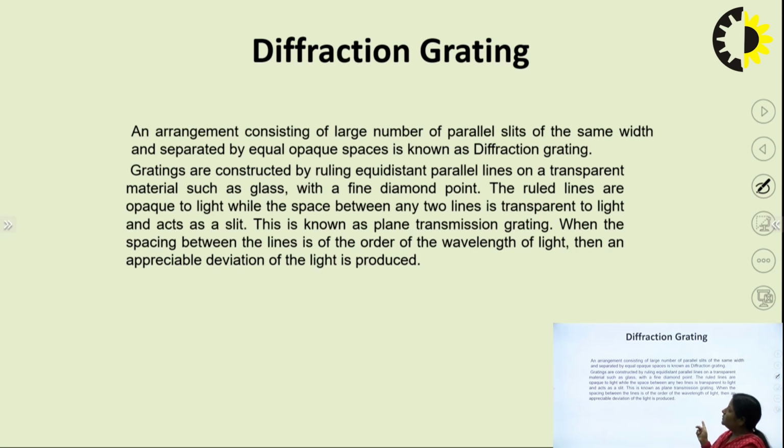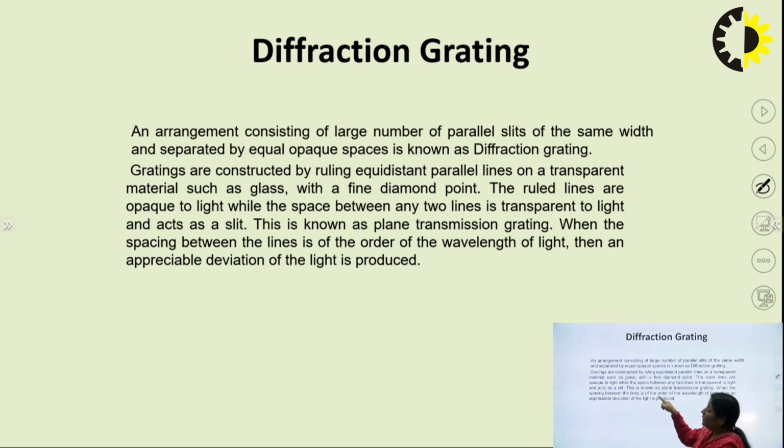So, how is this arrangement made? It is made by ruling equidistant parallel lines on a transparent material such as glass. It is a plain glass plate. On that glass plate, parallel lines are drawn with a fine diamond point. The ruled lines are opaque to light, so light is not able to pass through them, while in the spaces between those parallel lines, the light can pass.